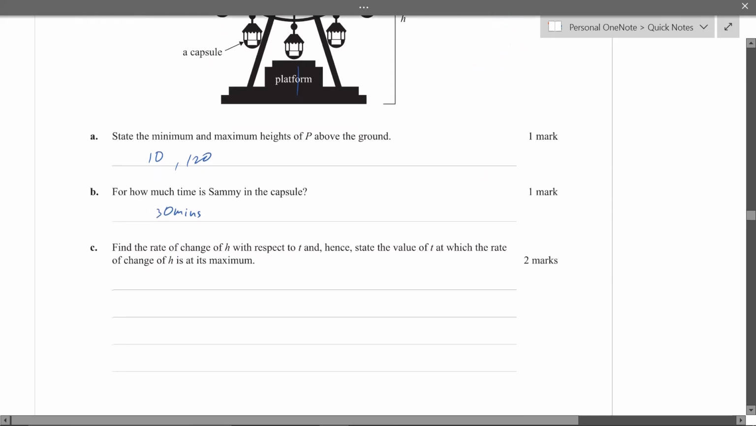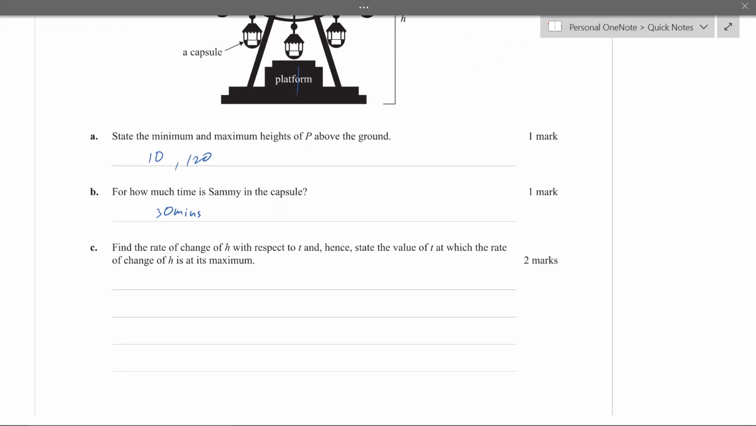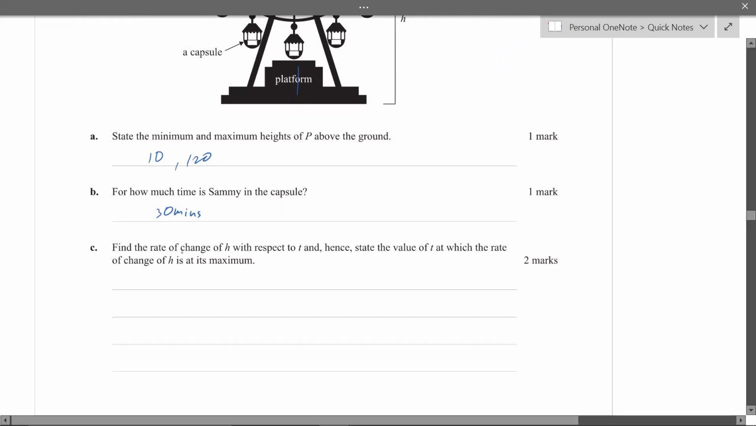Next, rate of change. Find the rate of change with respect to t and state the value of t at which the rate of change of h is a maximum. So the rate of change of h with respect to t is just h dash t. You can do this by hand or by CAS, it doesn't really matter, just as long as you end up with this.